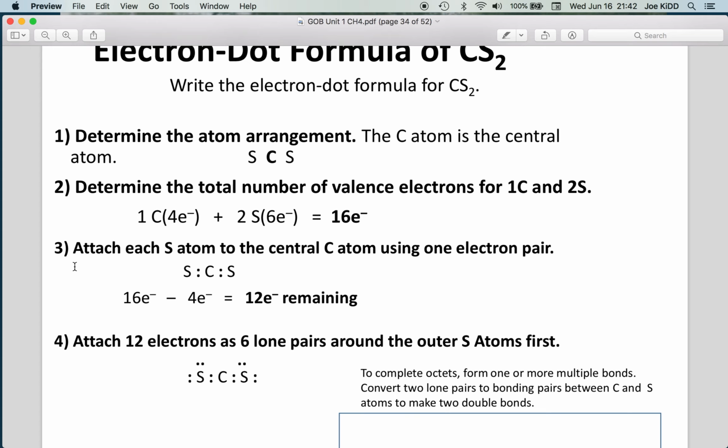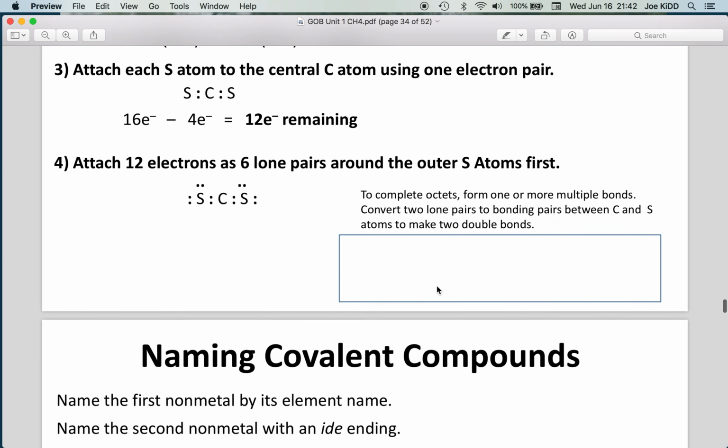The first thing we want to do is connect everything. So we want to share a pair and make a bond between the sulfur and the carbon, and the carbon and the other sulfur. In doing so, we eat up 4 of our 16 electrons, so we have 12 electrons remaining. Now we're going to go through and fill up everyone else's octets on the outside first. When I do that, I need to use 12. 2, 4, 6, 8, right? Oops, it looks like it didn't show up here. 2, 4, 6, 8, 10, 12.